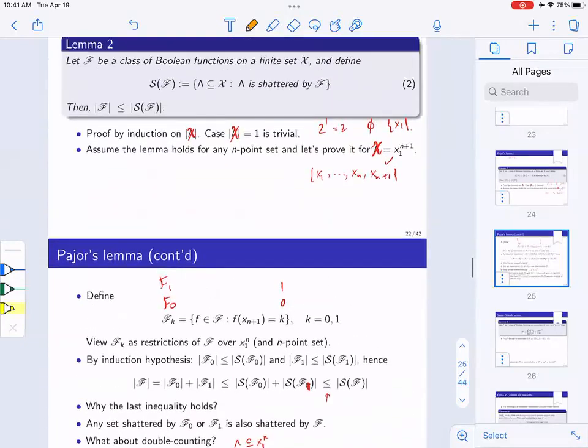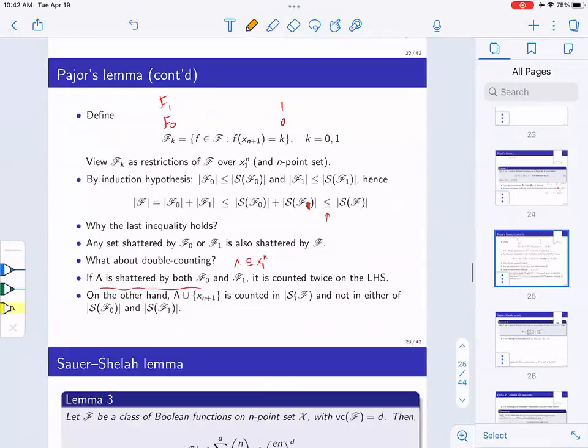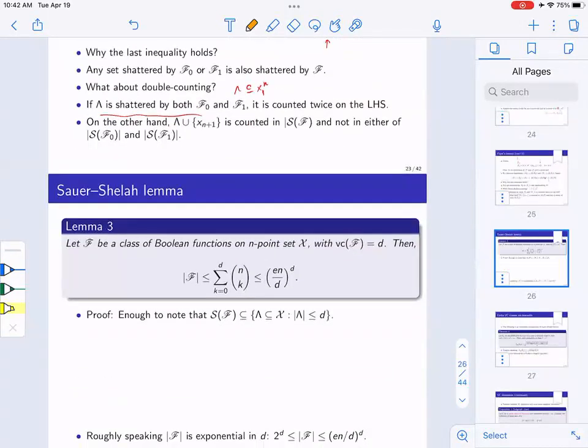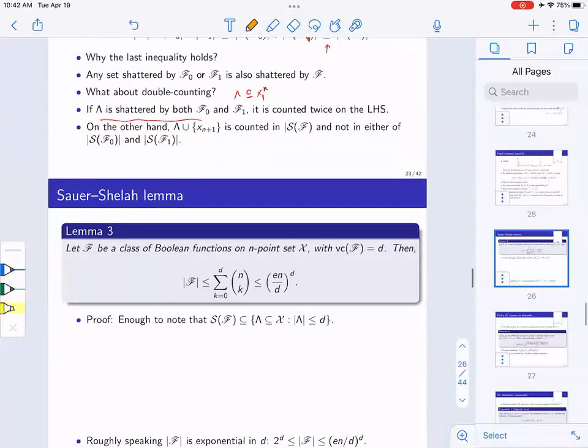Sounds good. So it's a very interesting result. It just says that the cardinality of a Boolean class is controlled by how many sets it can shatter. Now, this is the main point: if you combine it with the notion of the VC dimension, so let F be a class of Boolean functions on an n-point set X, and the VC dimension is D, then the cardinality of F is at most this sum, and then this sum is further bounded by this.